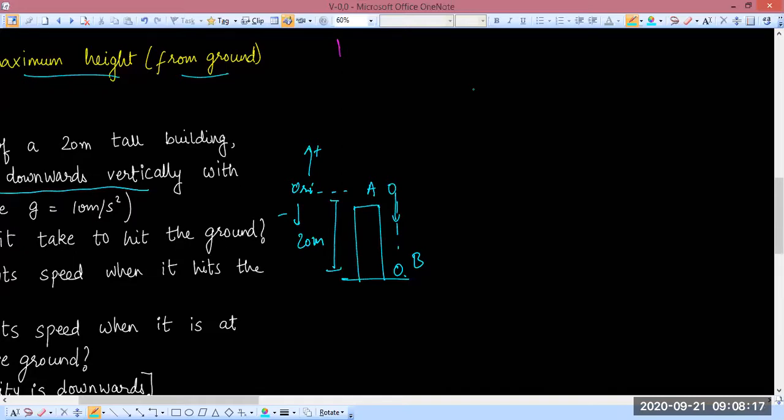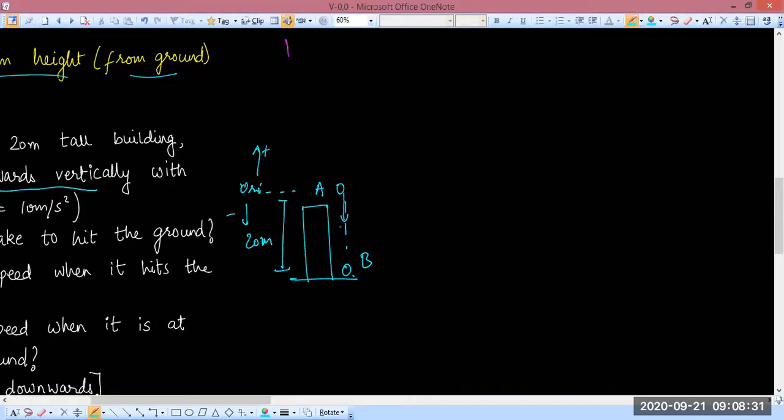Not necessary, Divya. Both are the same. You can take whichever you like. Ultimately, you'll realize that this is just normal. It's not a problem either way. So here, we are taking downwards negative, upwards positive.